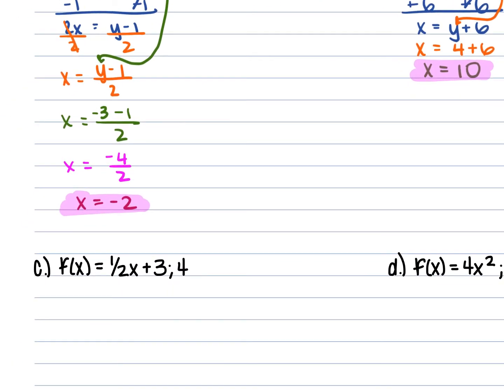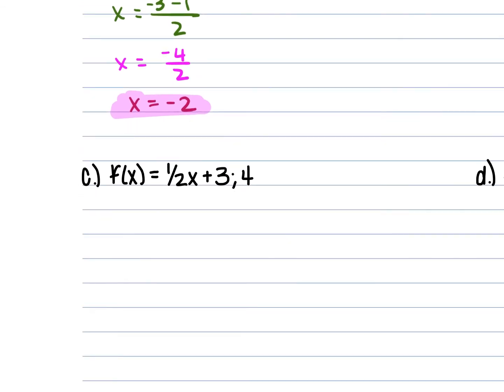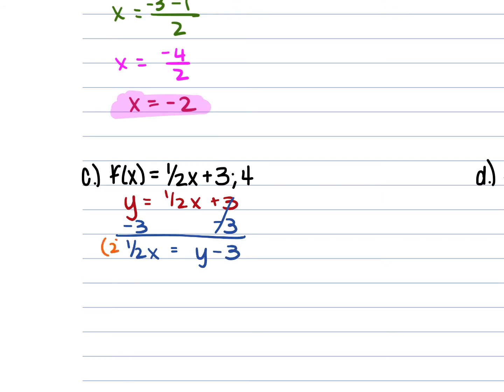For example C, we have f of x is equal to 1/2 x plus 3 with an output of 4. So for this one again, change the f of x to be y, then solve for x. Move your 3 over by subtracting it from each side. You have 1/2 x is equal to y minus 3. From here, multiply each side by the reciprocal of the 1/2, which is 2. This is going to give us x is equal to 2y minus 6.